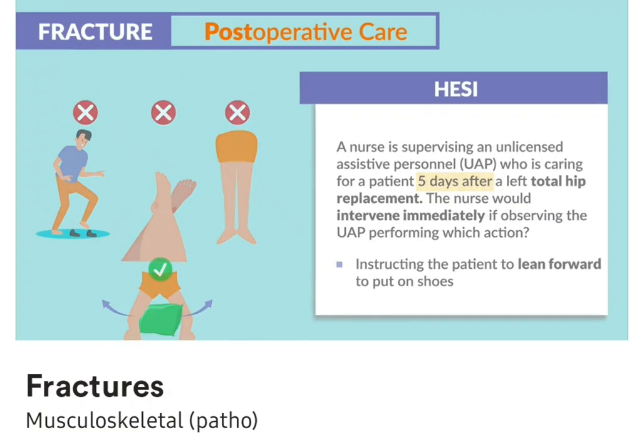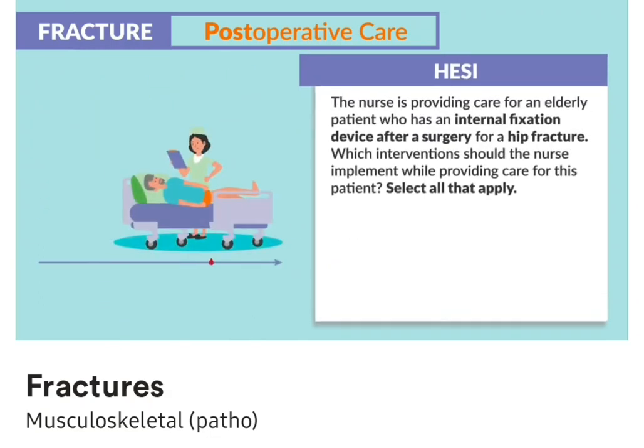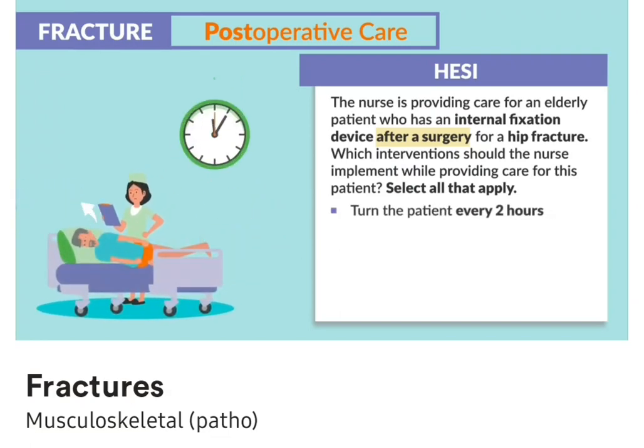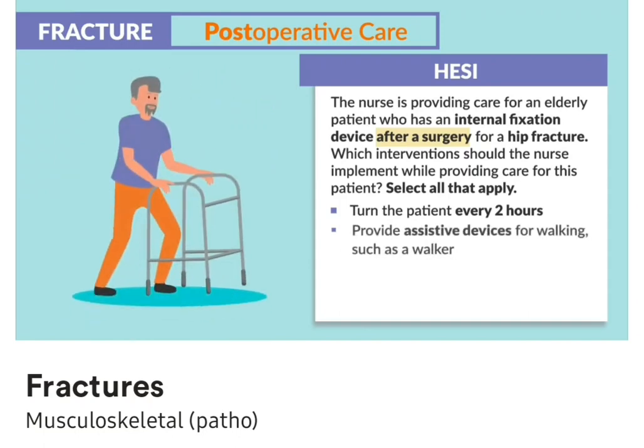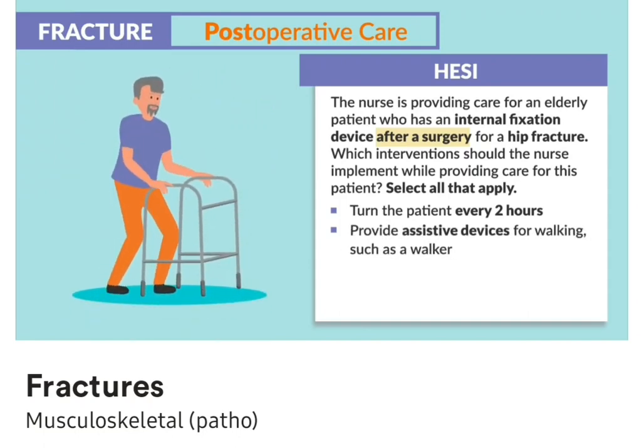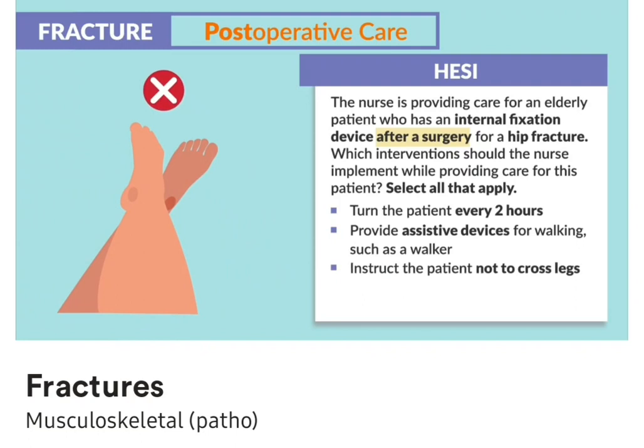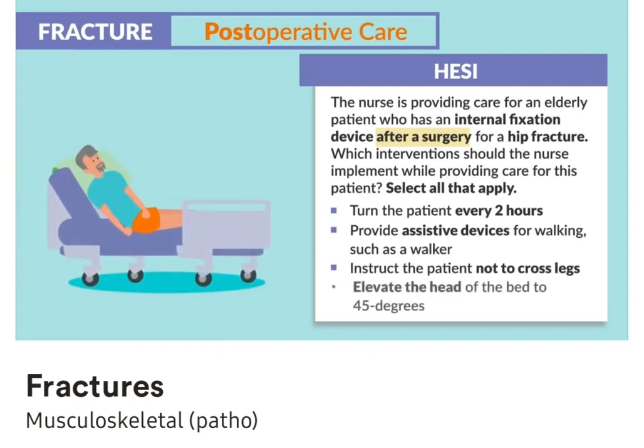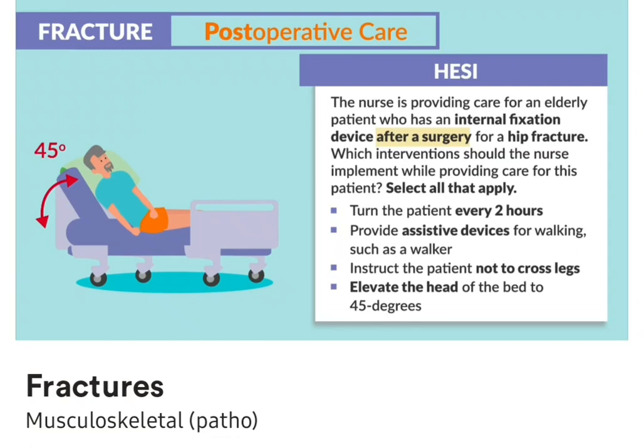Always keep them apart. And the nurse is providing care for an elderly patient who has an internal fixation device after surgery for a hip fracture. Which intervention should the nurse implement while providing care for this patient? Select all that apply. So we turn the patient every 2 hours. We provide assistive devices for walking, such as a walker. Instruct the patient not to cross the legs, and elevate the head of the bed to 45 degrees. Yes, all of these things are included for hip fractures.